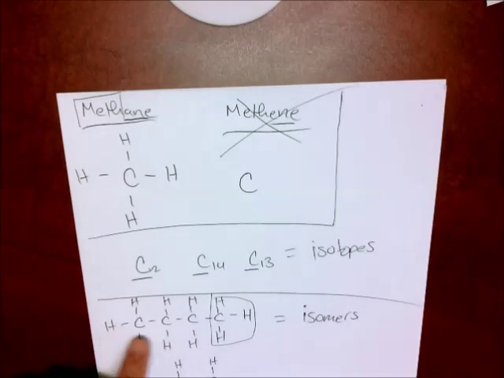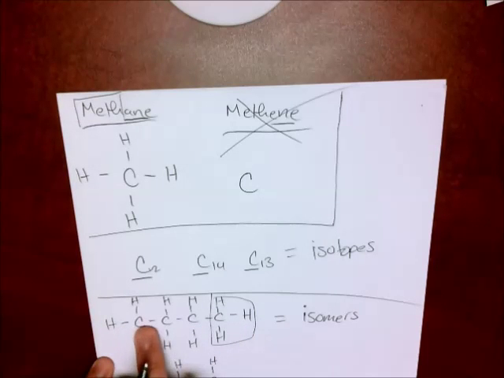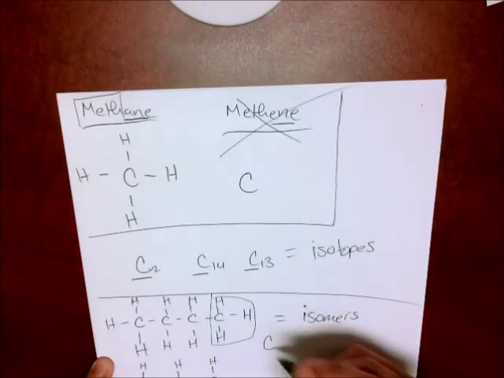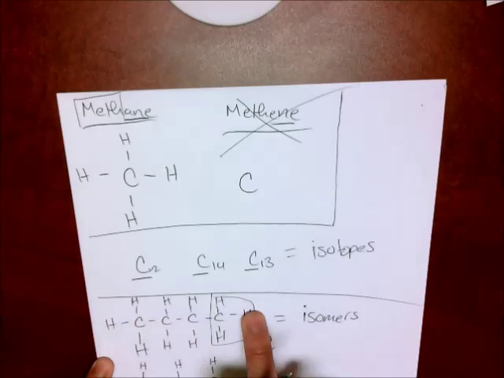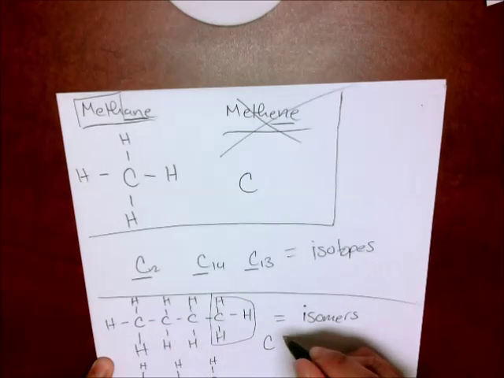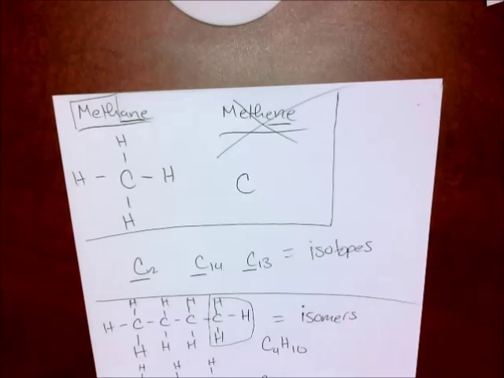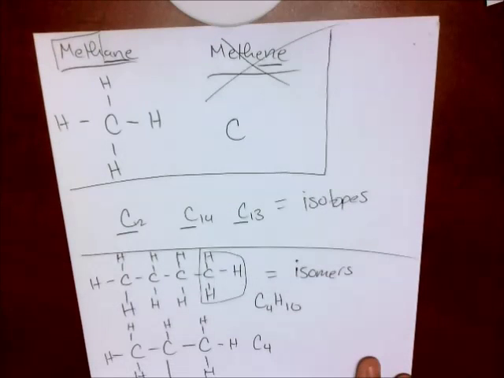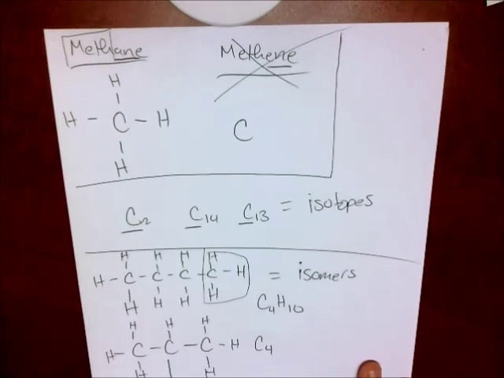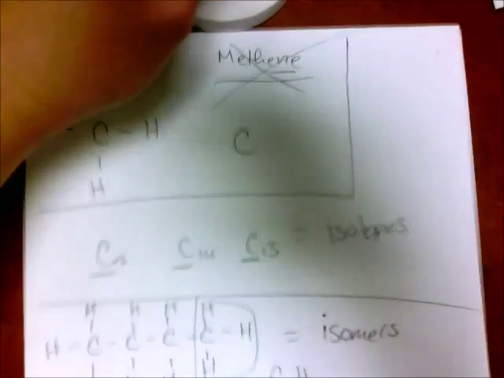If I were to write this whole formula out, this is C 1, 2, 3, 4, H 1, 2, 3, 4, 5, 6, 7, 8, 9, 10. Sorry, C4H10. And if I count these up again, 1, 2, 3, 4 C's. Can you see this? No, sorry, I was at the bottom, my bad. Let me zoom in.